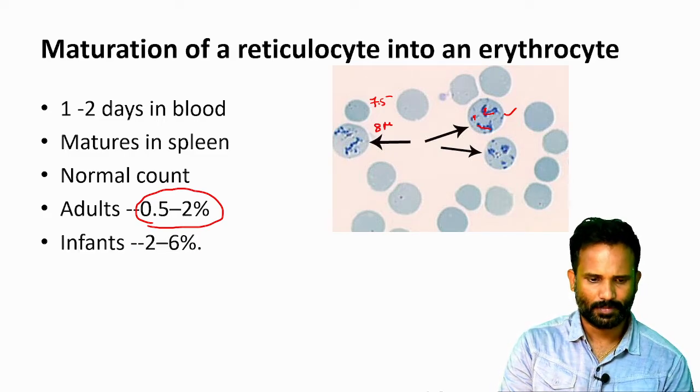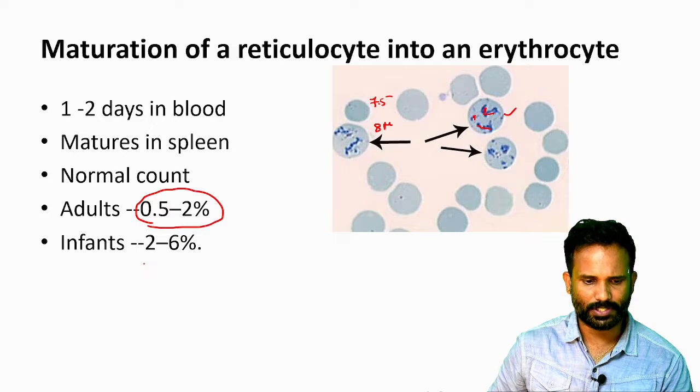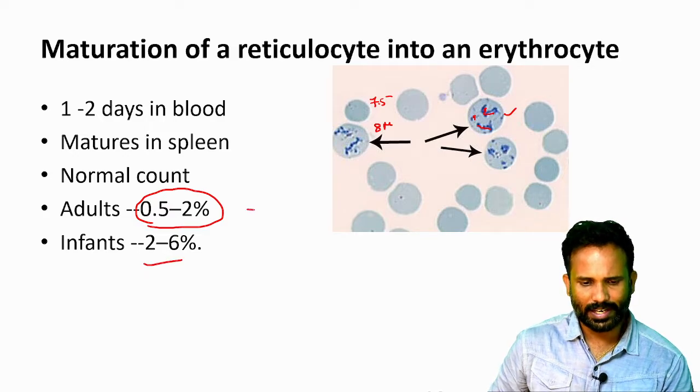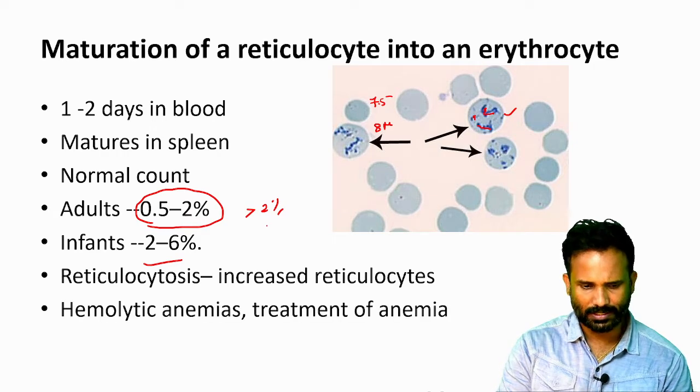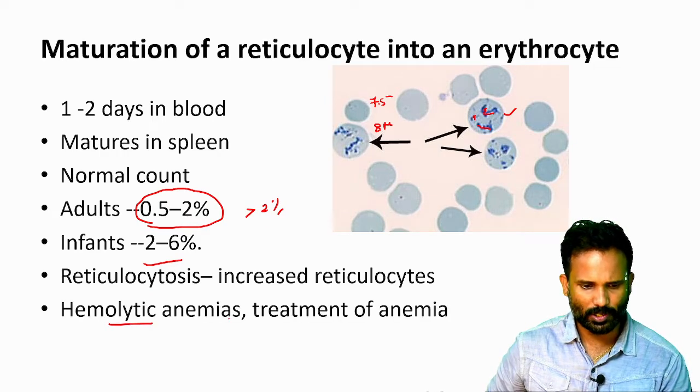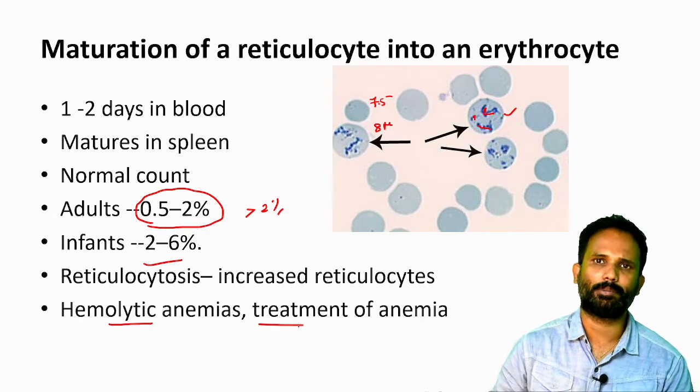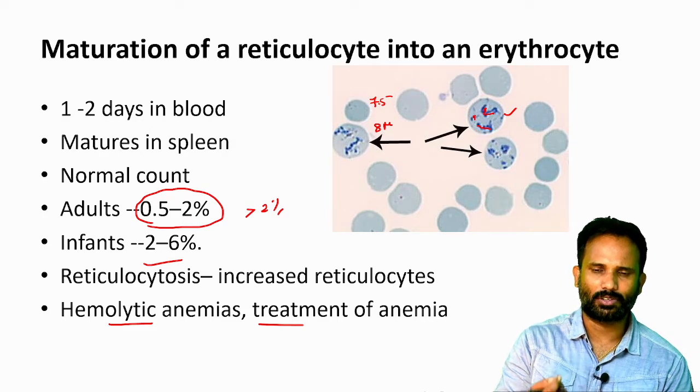and in children it is 2 to 6%. In adults, if it is more than 2% we call that reticulocytosis, and it is usually seen in hemolytic anemias and in the treatment of anemia. If you are treating a person with iron supplementation, we can know the response to the treatment by knowing the reticulocyte count.